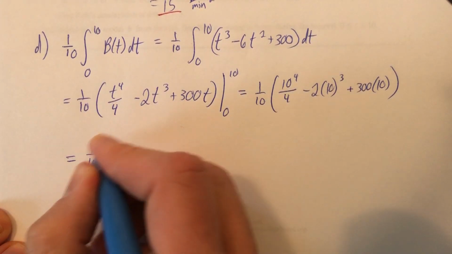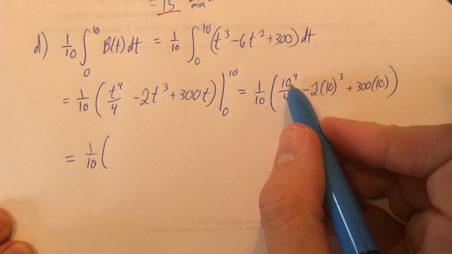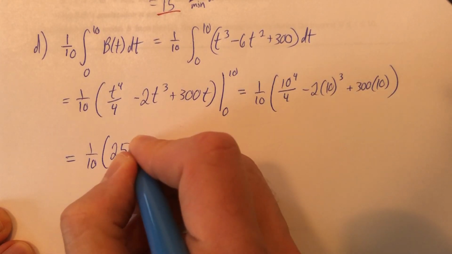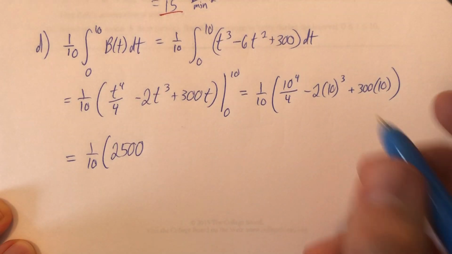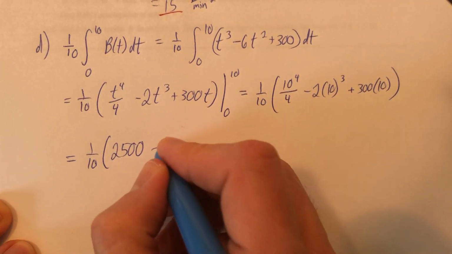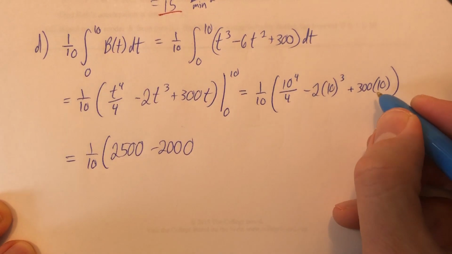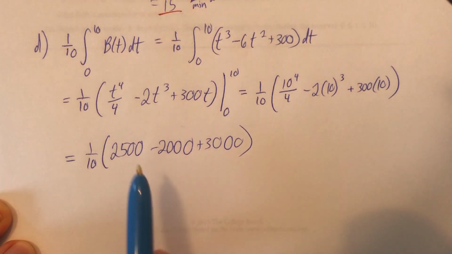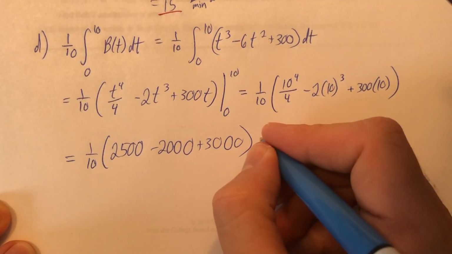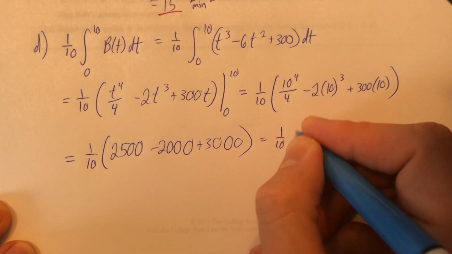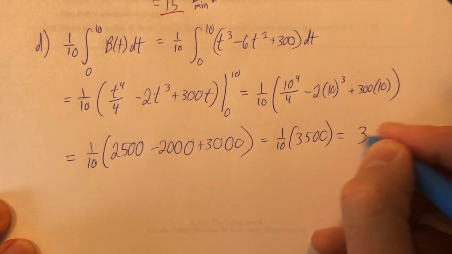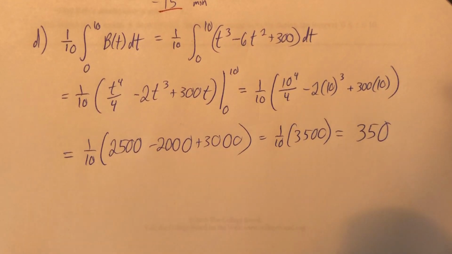So 1/10 of, okay, well, that's 10 to the 4th. Well, that's 10,000 divided by 4. That is 2,500. Don't get lost in the zeros here. That's 1,000 times 2, so minus 2,000. And that is 3,000. All right, pretty straightforward. That's 500 plus 300. That would be 3,500. You can already see what's going on here. And we have 350. 350 what? Average value of the function.